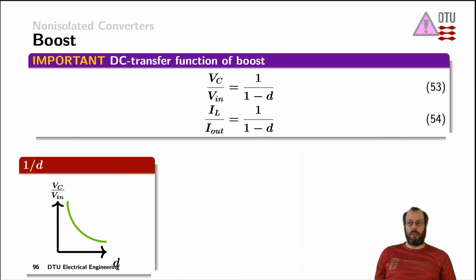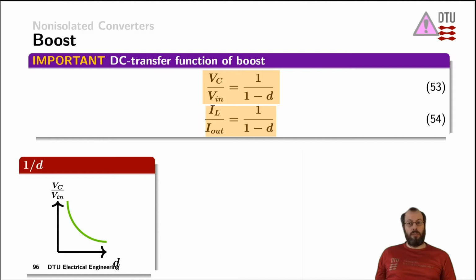Rewriting both of those equations into the ratio of the capacitor voltage, which is the output voltage, divided by the input voltage, gives us 1 over 1 minus the duty cycle. And we get the same equation for the ratio of the inductor current divided by the output current.